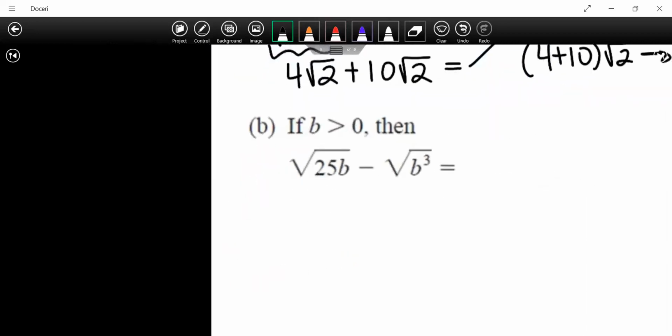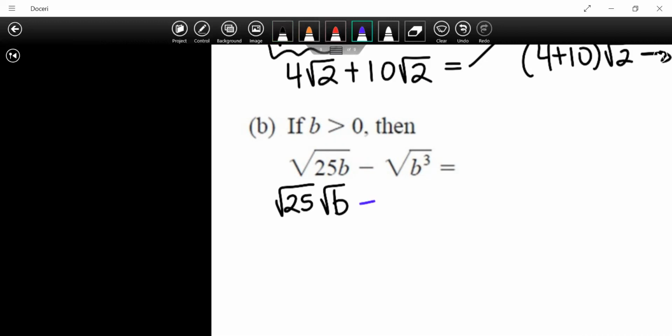When I look at problems like these, I go, let me just look at them piece by piece. So I'm going to try to reduce this one as much as I can. I'm going to separate them. I'm going to use that property number 1 to separate them. We're going to get square root of 25, square root of b. We're just separating them. I'm still going to drop down that negative.